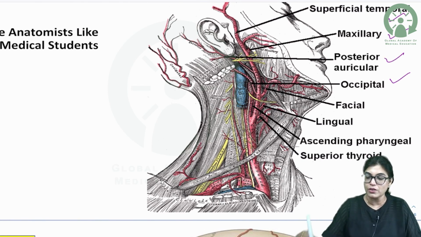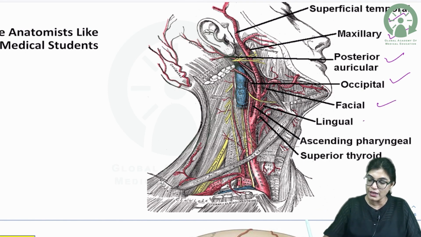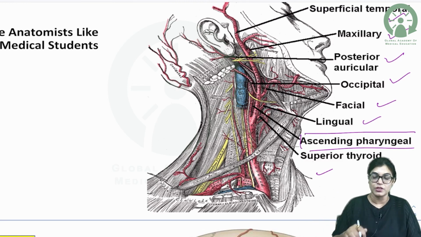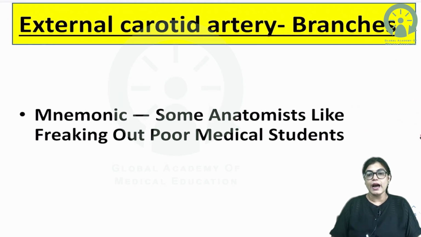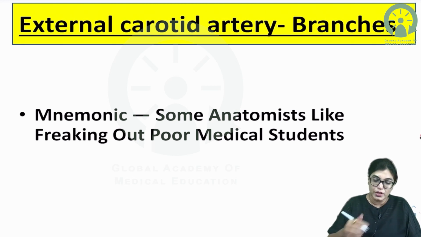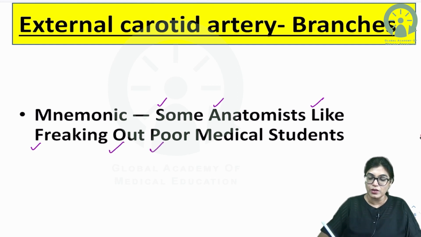Occipital and posterior auricular are the posterior branches. Facial, lingual and superior thyroid are anterior branches, and the only medial branch is the ascending pharyngeal. A very good mnemonic to memorize the branches is: Some Anatomists Like Freaking Out Poor Medical Students. S for superior thyroid artery, A for ascending pharyngeal artery, L for lingual artery, F for facial artery, O for occipital artery, P for posterior auricular, M for maxillary, and S for superficial temporal artery.